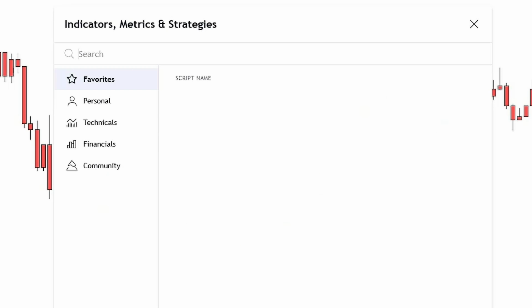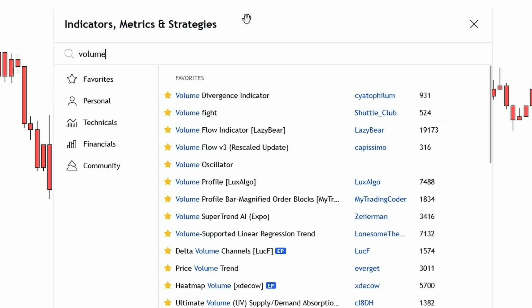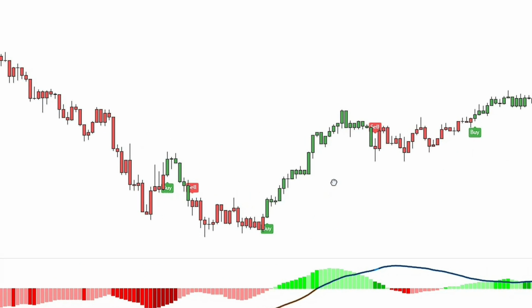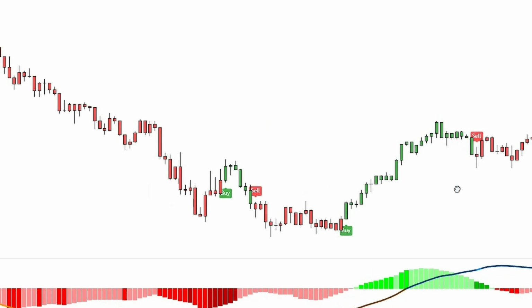Now let's add the second indicator. We should add the next indicator, which is Volume Supported Linear Regression, written by someone named Lonesome. This is a very powerful indicator that is built based on linear regression by also taking volume into account. So we get more accurate signals on the current momentum and trend of the market. Everything is already set on the chart.